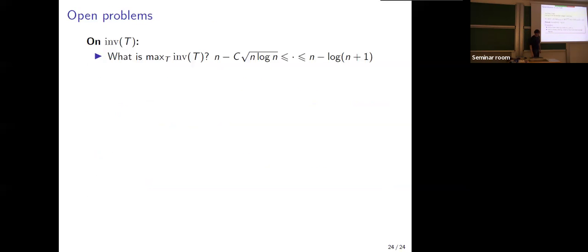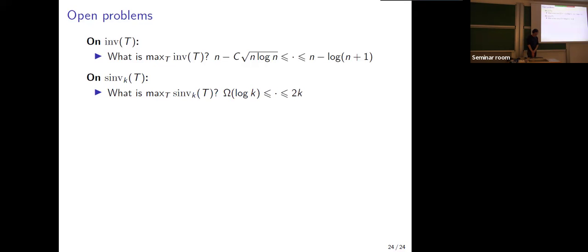Okay. And now to finish, just a recap of the open problems. So first, about making an oriented graph acyclic. We have this estimation of the maximum value of the inversion number over n-vertex oriented graphs. So this is between n minus log n and n minus square root of n log n. But there is still a gap between the square root of n log n and this log n. It would be nice to know the answer.